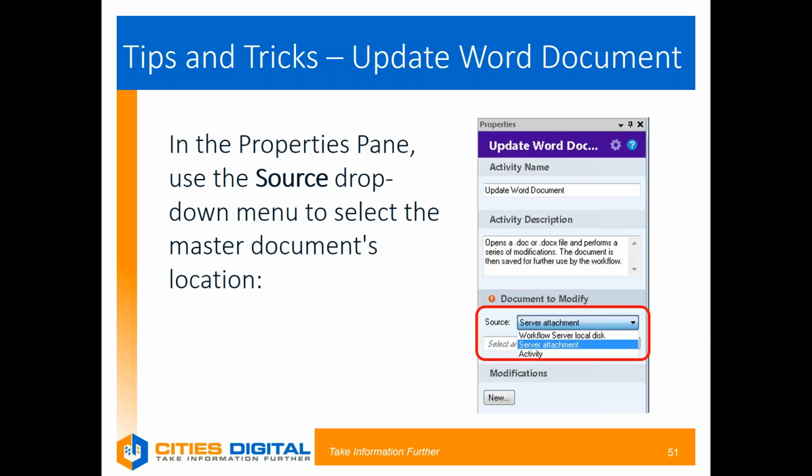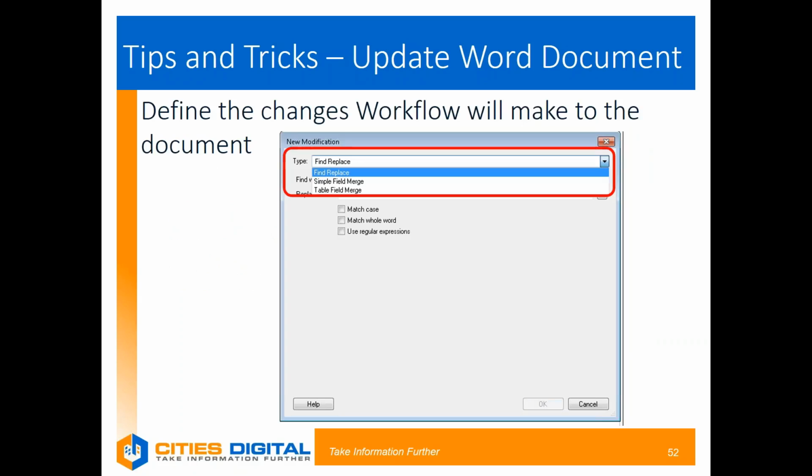So it's really pretty simple to configure. Once you add that update Word document activity to your workflow, you just go to the properties pane, which is usually right on the right side, use the source dropdown, as you can see right there, and select from the document's location. And then you have to figure out what changes the workflow is going to actually make to that Word document.